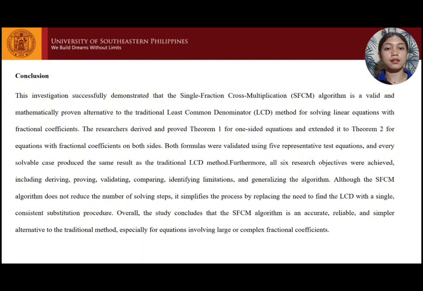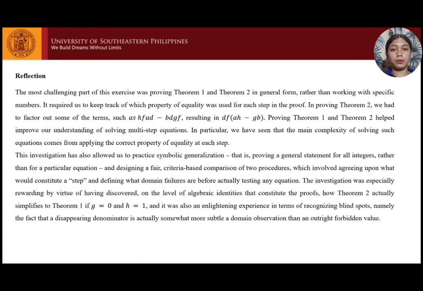Before we move to our recommendations, we wanted to share a bit about what this process was actually like for us. The hardest part, honestly, was proving Theorem 1 and Theorem 2 in general form rather than for specific numbers. It means tracking exactly which property of equality justified every single line, and for Theorem 2 in particular, factoring out terms like HFAD minus BDGF into DF times the quantity of AH minus GB took real care.